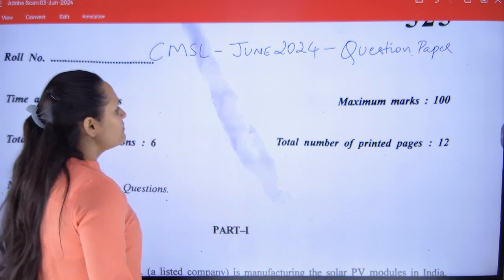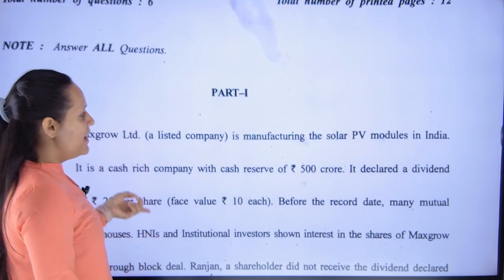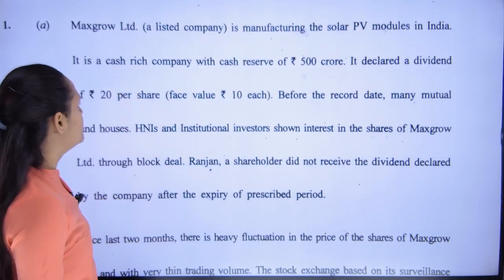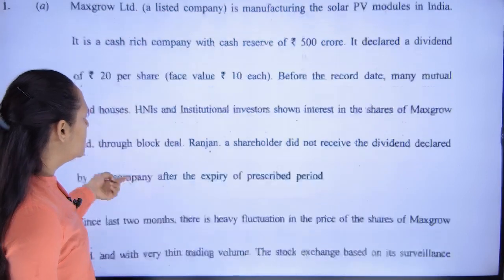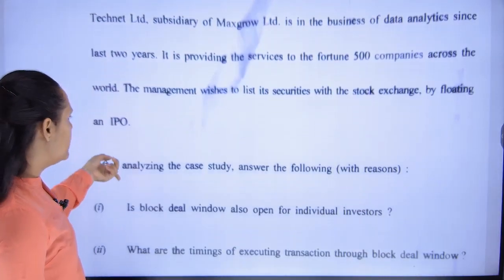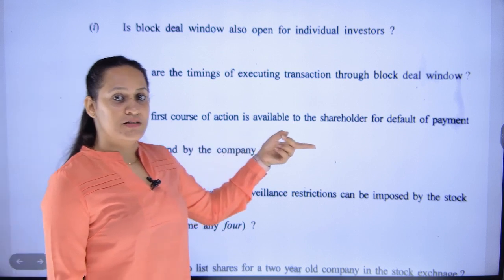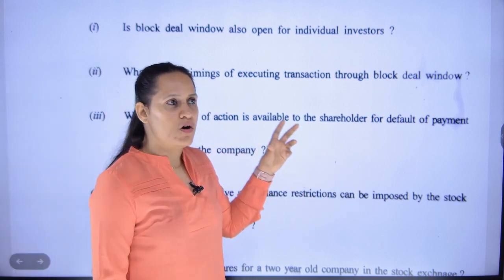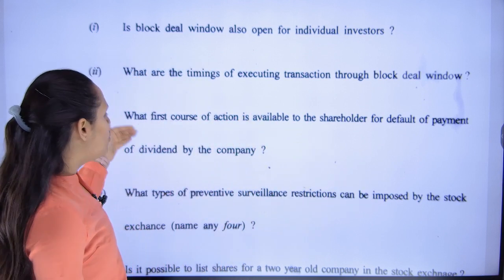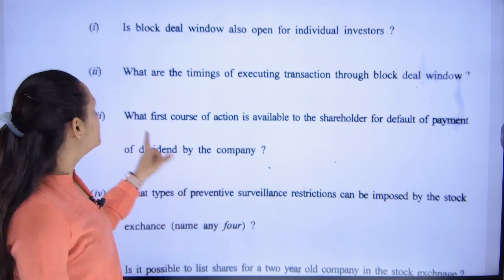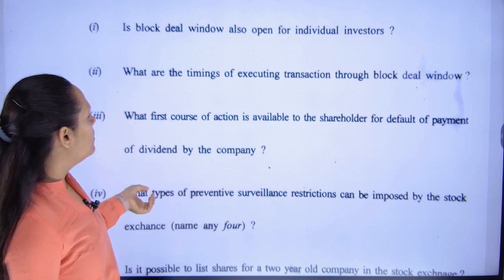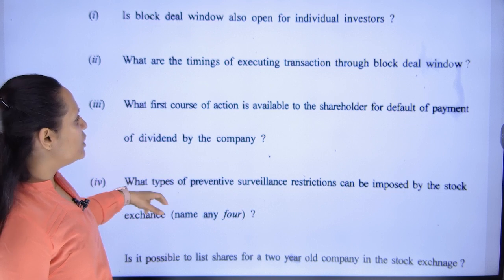Let's quickly glance through the question paper and see what questions have been asked. So this is a long case study type of question that has been made a part of the new syllabus, where again if you see the sub questions that have been asked to this long question, they are all based on direct questions. What is block deal window? Is the block deal window also open for individual investors?